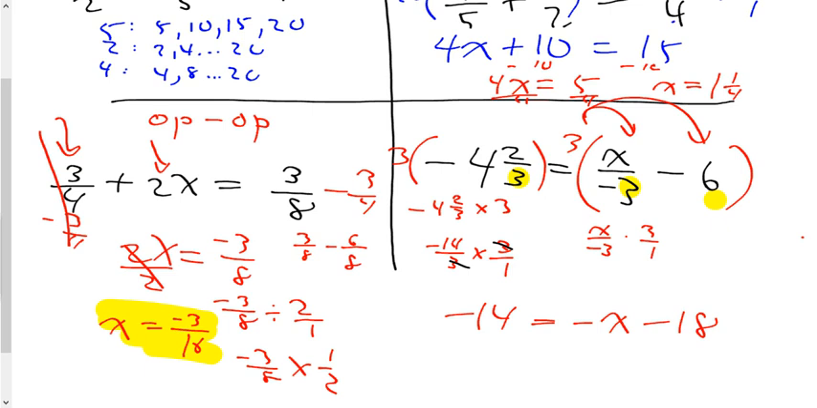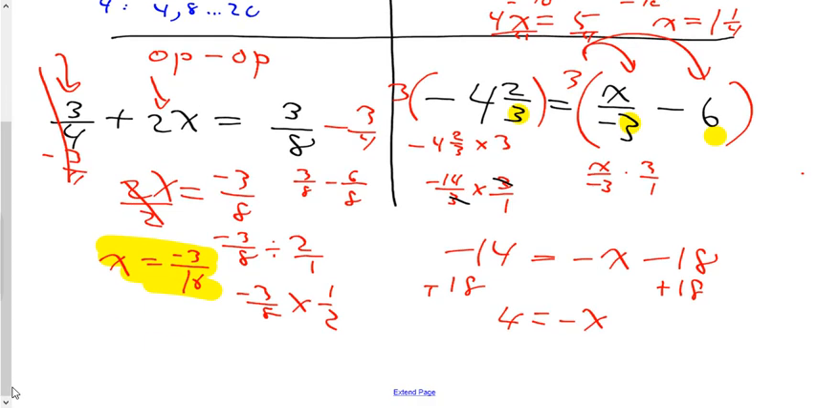So by multiplying both sides by 3, I create this monstrous equation, in which case I will add 18 to both sides to get 4 equals negative x. What's the coefficient of negative x? So I have to do what to both sides? Divide both sides by negative 1, and x equals negative 4.